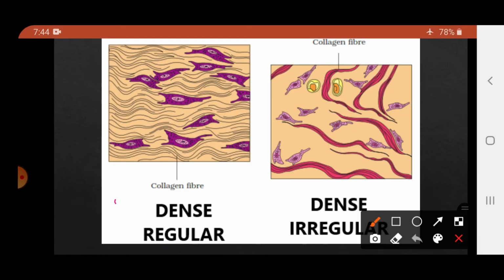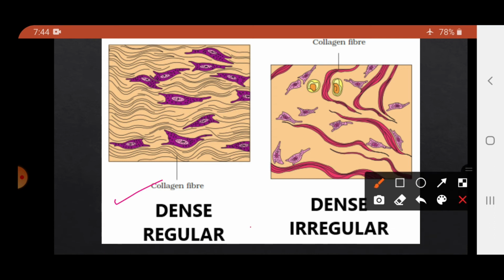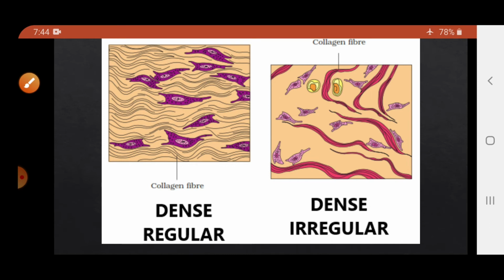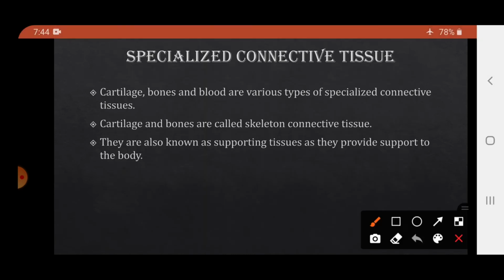See students, this is a dense regular tissue and this is a dense irregular tissue. यहाँ पे fibers का orientation proper है, यहाँ पे fibers का orientation proper नहीं है. Now the next type is the specialized connective tissue. There are two types of the specialized connective tissue. One is the skeletal tissue and another one is the fluid connective tissue. So cartilage, bones and blood, they are the various types of the specialized connective tissue.